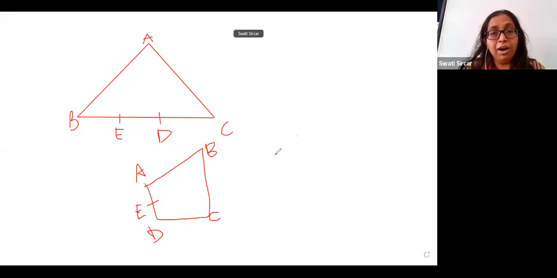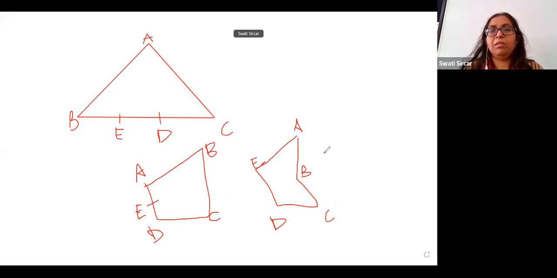Okay. Or a pentagon can look like this, with A, B, C, D, and E. Right? So that becomes pretty complicated.